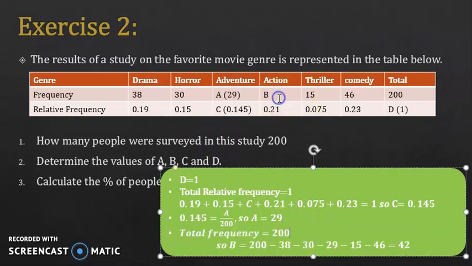Now we still have B, so you can get it using the same method we used to get A. So we can know that 0.21, which is the relative frequency, is equal to B over 200, and you get B using the same method.